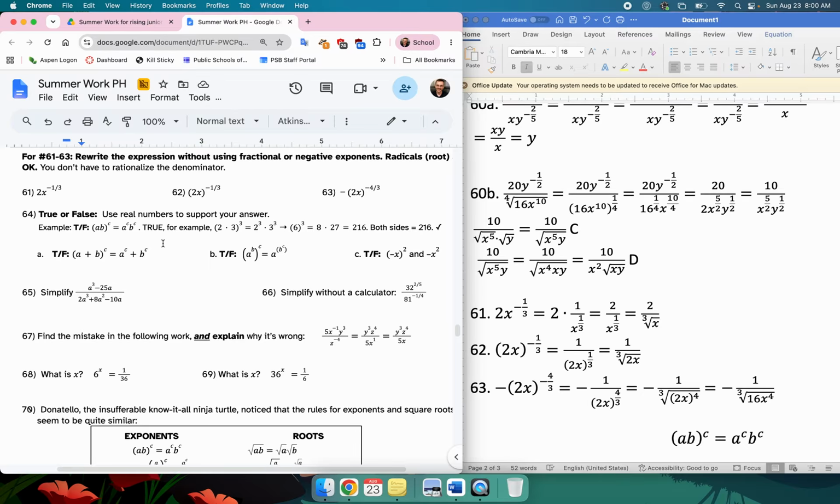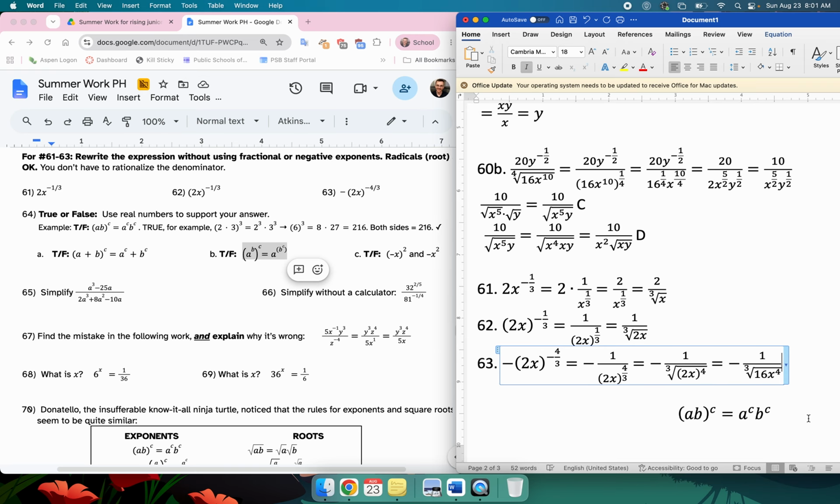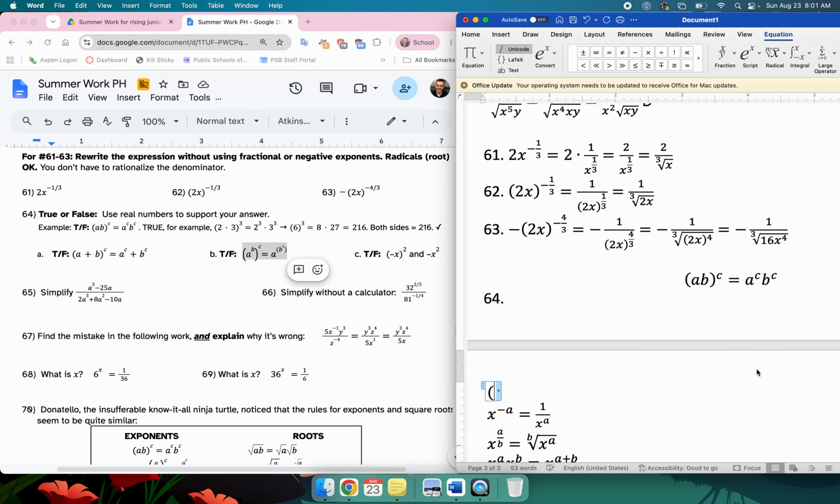Okay, so true or false? Use real numbers to support your answer. This is false. Most values that you pick just will not work. Exponents don't distribute over addition. I think that's a pretty simple one. This guy here, that's false. You might wonder what this is even saying. The idea here is that if you repeatedly raise something to a power, it sort of matters how you group things. So here's my question.